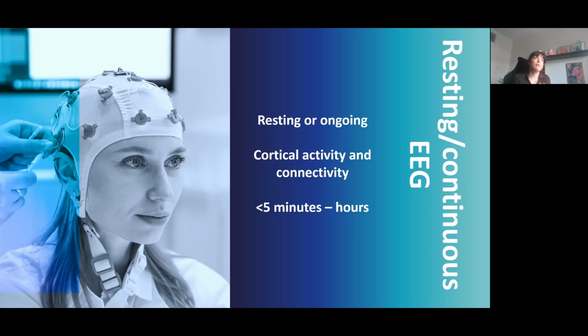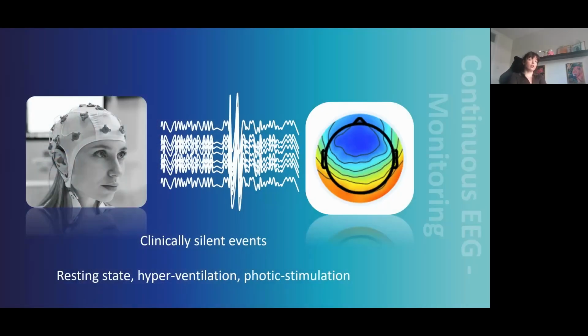Or alternatively, you may wish to get data across the entire day. The cap can be left on and continuously recorded for hours, particularly where we can apply portable devices with wireless amplifiers, which allow for repeated or continuous sampling across the day. So we use this in trials for a variety of different reasons.